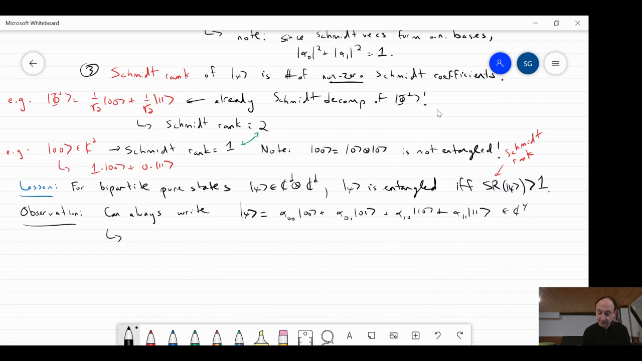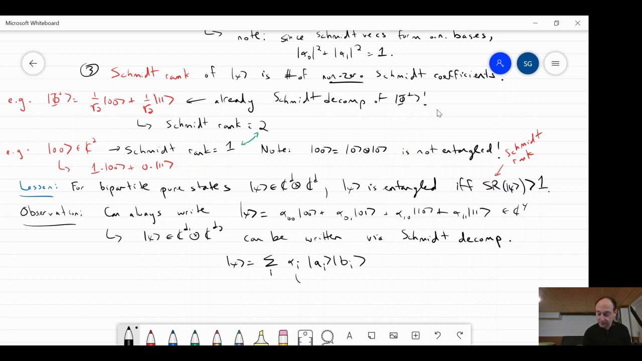More generally, let me be clear that if I have a state psi in higher dimensions, so C^D1 tensor C^D2, it can be written via the Schmidt decomposition. How does this work? It's just psi equals the sum over i of, let me call it alpha i, and here I'm just going to have a basis here and a basis here. The key point is that these are the Schmidt coefficients. These are all non-negative real.